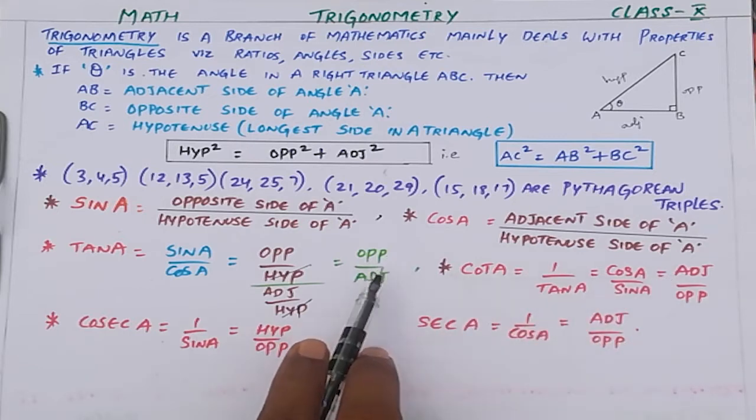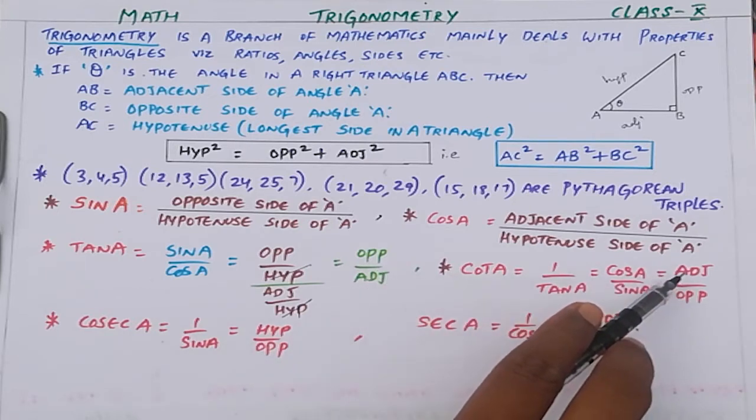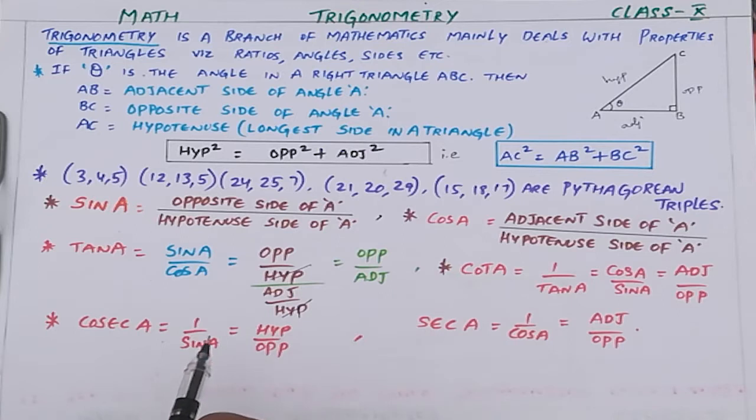So that equal to opposite by adjacent is changed into adjacent by opposite. This is the cot A. Then fifth one, cosec A, cosecant A. So cosec A equal to reciprocal of the sine A. So 1 by sine A equal to hypotenuse by opposite.